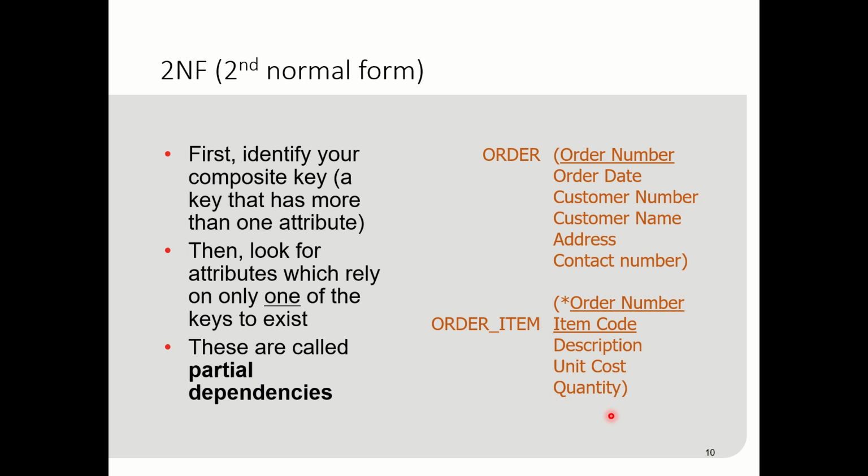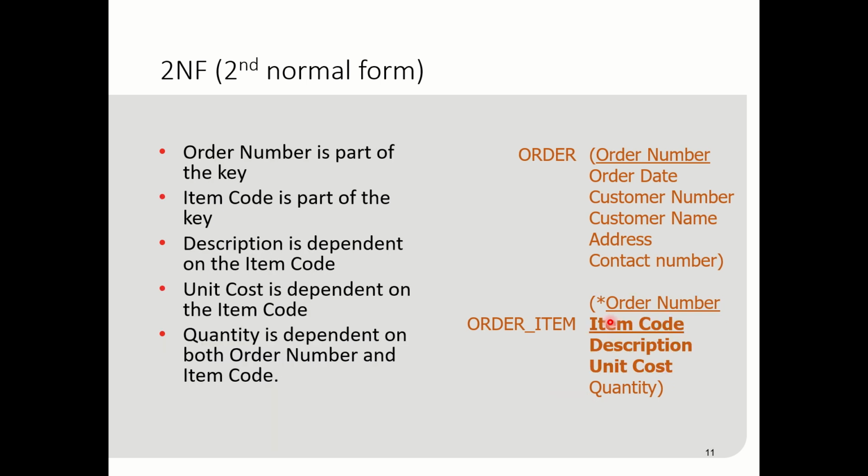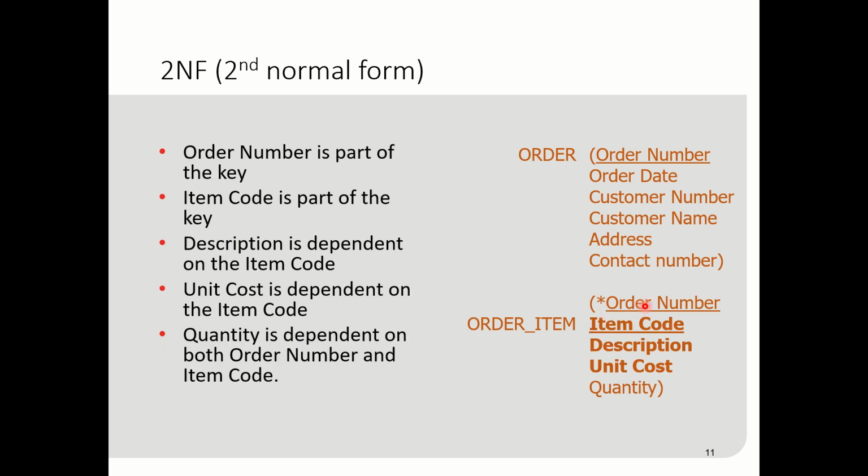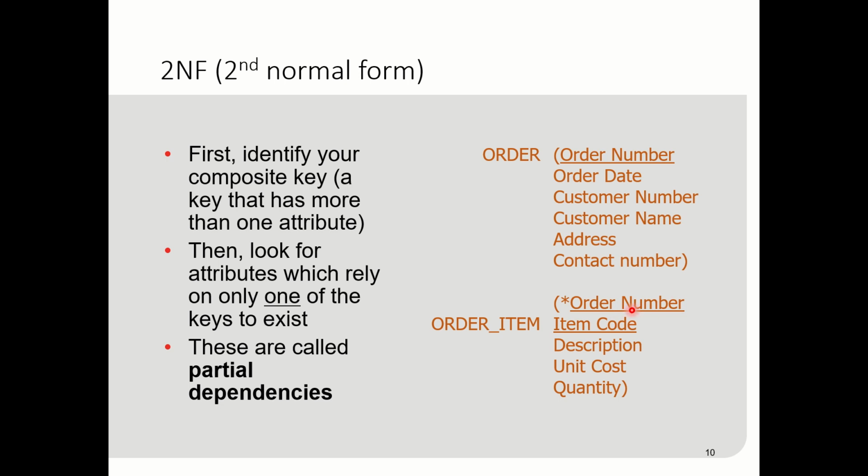Once you have all this data, now you need to identify the partial dependencies. So how can you identify the partial dependencies? You will check this combination. So now you have order number and item code together as the primary key here. Now you will check whether description is dependent on both. No, description is dependent only on the item code. And the unit cost, is it dependent on both of the primary keys? No, it is dependent only on the item code. Quantity, is it dependent on both? Yes, quantity is dependent on both of them.